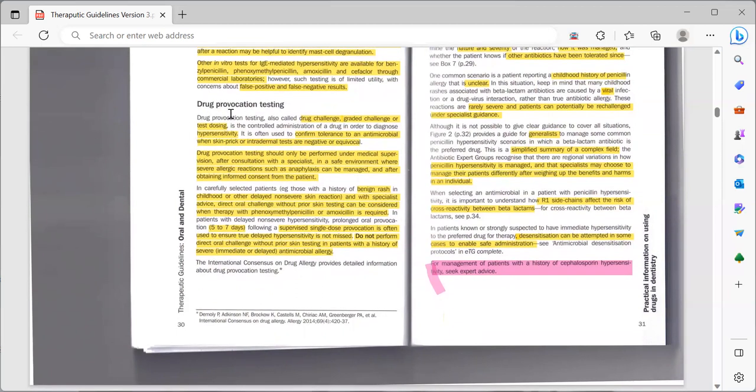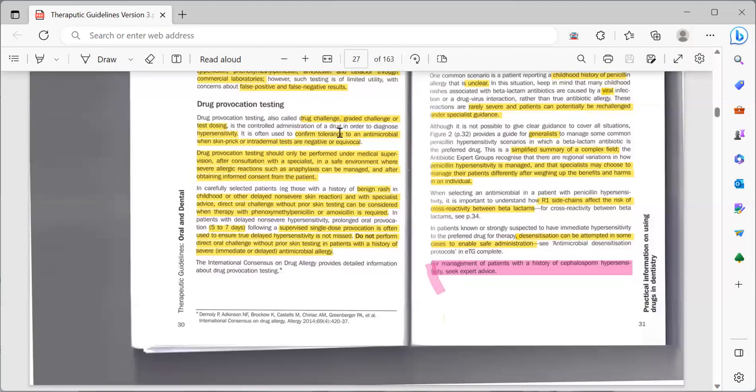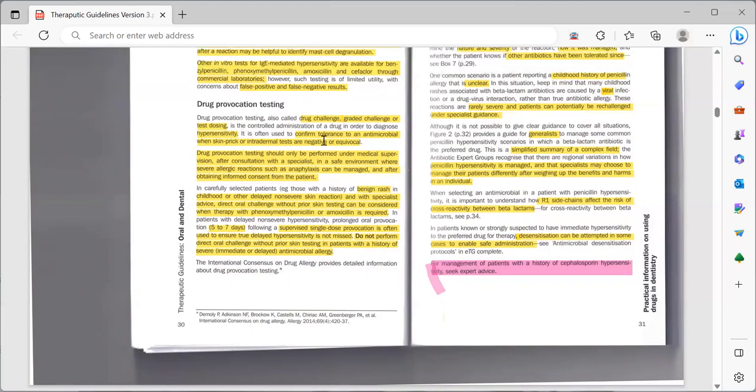Then the third type of testing is drug provocation testing, also called drug challenge, in which they give the drug to the patient and see how his body would respond to that drug. It is the controlled administration of a drug in order to diagnose hypersensitivity. It is often used to confirm tolerance to an antimicrobial when skin prick or intradermal tests are negative or equivocal.